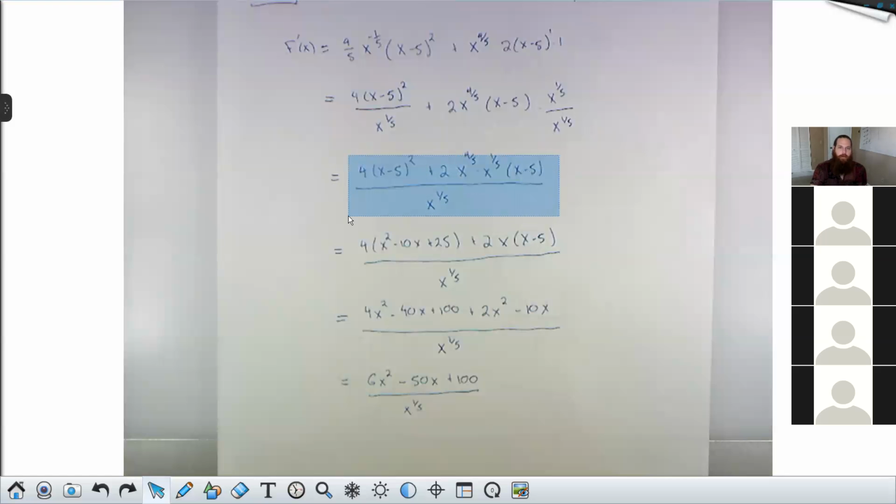That brings me to here. And then these two guys, when you multiply x to the 4/5 times x to the 1/5, that's x to the 1. Everything else just comes along for the ride, the x minus 5, the 2, and here I foiled out the (x minus 5) squared piece. Here I distribute the 4 and distribute the 2x, and then here I combine like terms.